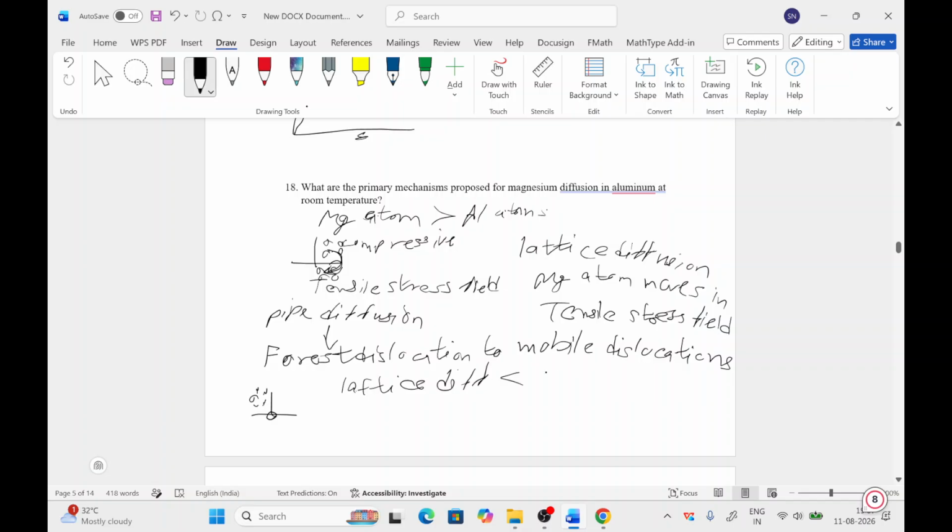Lattice diffusion is slower than pipe diffusion because the forest dislocation helps the motion of the substitutional atom through the dislocation cores. Pipe diffusion is higher. That's why in pipe diffusion, the magnesium atom could easily catch the dislocation. So there are two types of methods: one is lattice diffusion and the second is pipe diffusion.